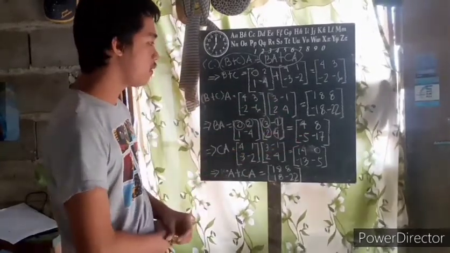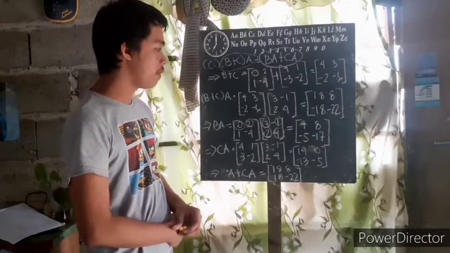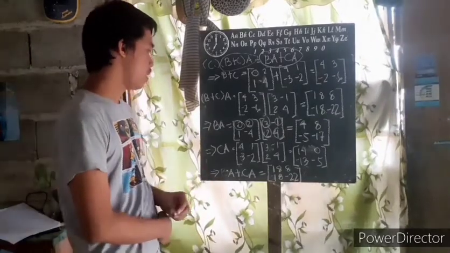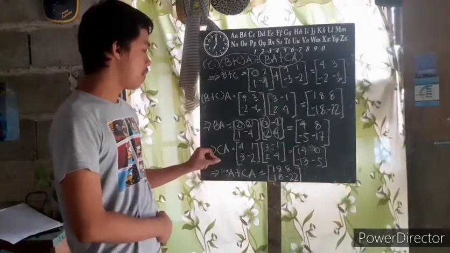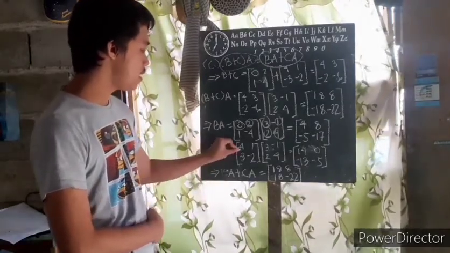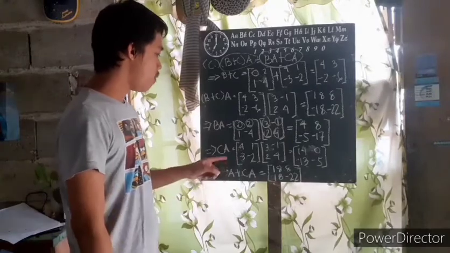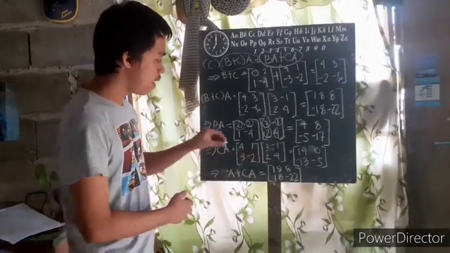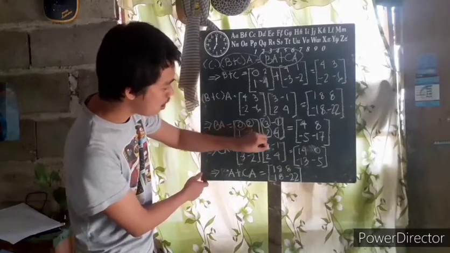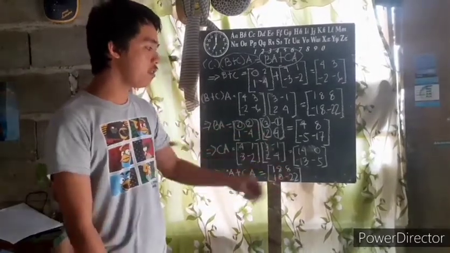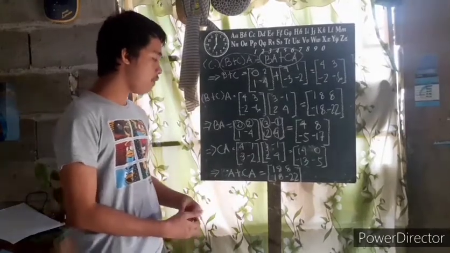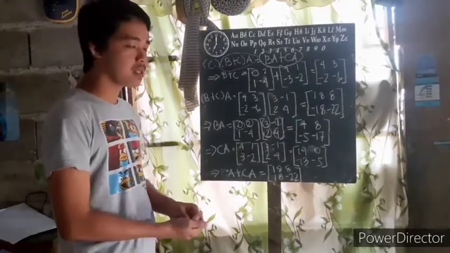So we have the answer of 4, 8, negative 5, and negative 17. So next, let's find what is CA. We have a matrix of C, which is this, then A, which is this. So multiply the two matrices again, row into column, so we can get the answer of 14, 0, negative 13, and negative 5.